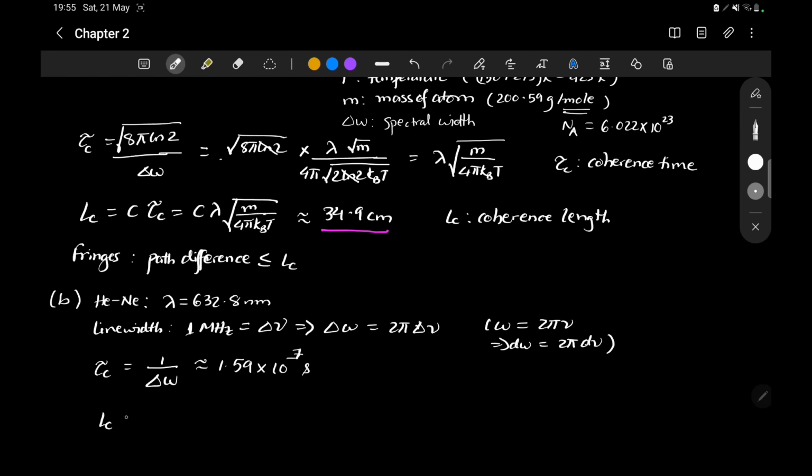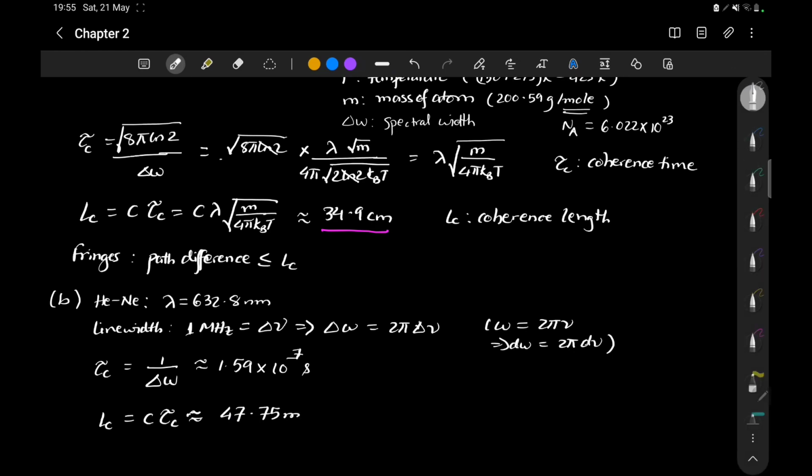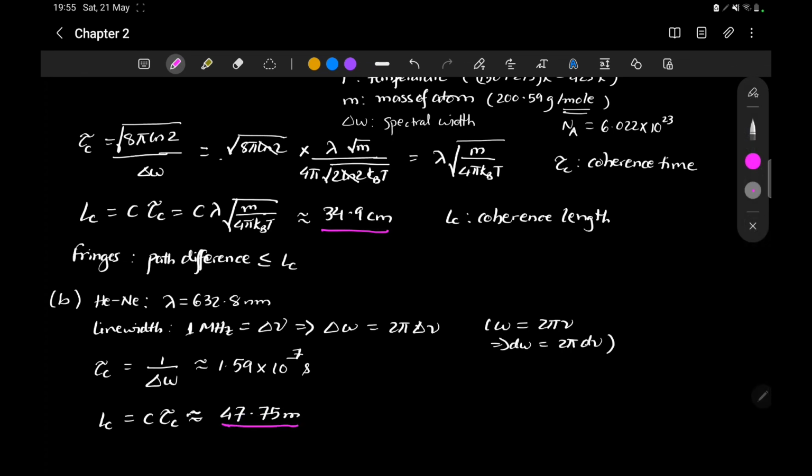And from this again L_C we can calculate: the coherence length is c times the coherence time, and this is roughly of the order of 47.75 meters. So this solves the problem. Notice how big a number we get for the coherence length of a laser. It is 47.75 meters roughly, so of this order. So it is more than 40 meters.